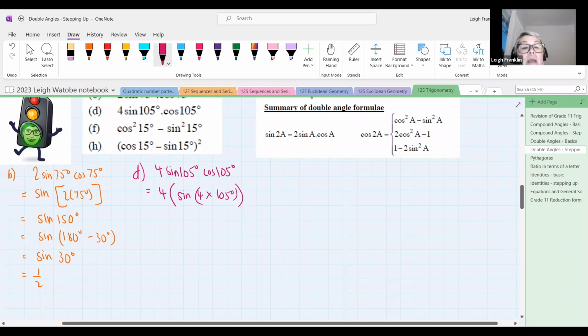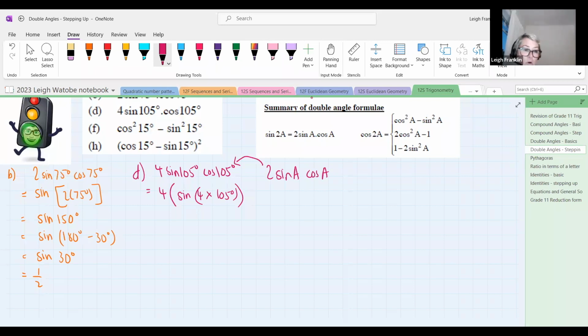All right, what you've got to look at here is that you've got 2 sine A cos A hiding somewhere inside this monster over here. So the easiest thing for you to do is actually break this 4 down and write it as 2 times 2. And then you can write sine 105 cos 105 like so.